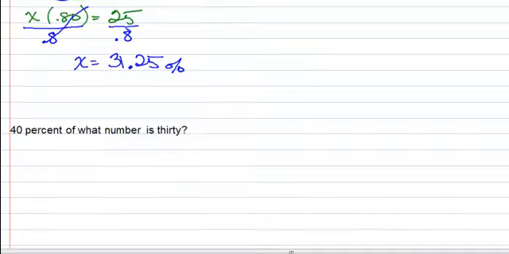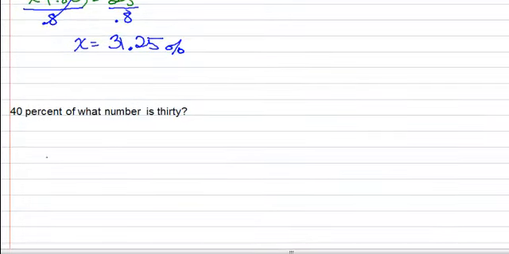And the next one just says 40% of what number is 30? So you see how once you get used to doing these, you can make these translations pretty quickly. You just have to be comfortable with those 4 key words that we were talking about at the beginning of this video.